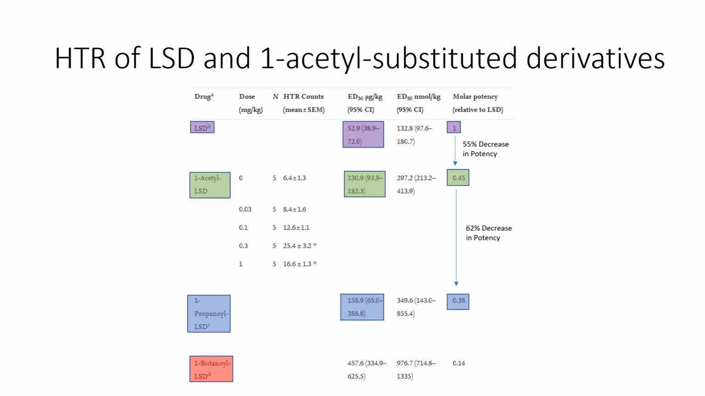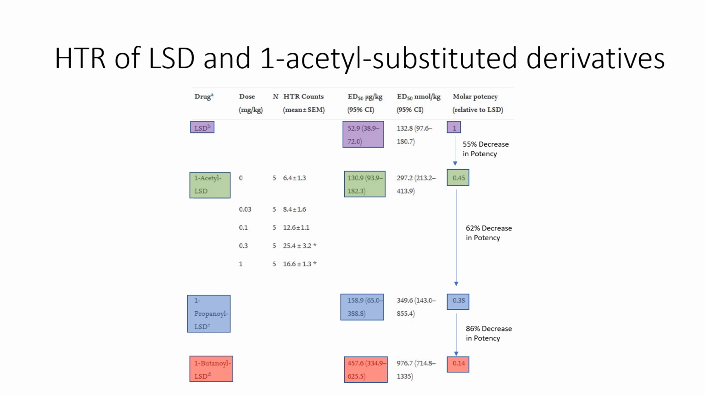The last drug measured was 1-butanol LSD. 1-butanol LSD, or 1B-LSD, has an ED50 value of 457.6 micrograms per kilogram. Because this value is even larger than that of 1-propanyl or 1-acetyl LSD, it is the least potent of the drugs, and thus its molar potency relative to LSD is 0.14, or an 86% decrease in potency relative to LSD.